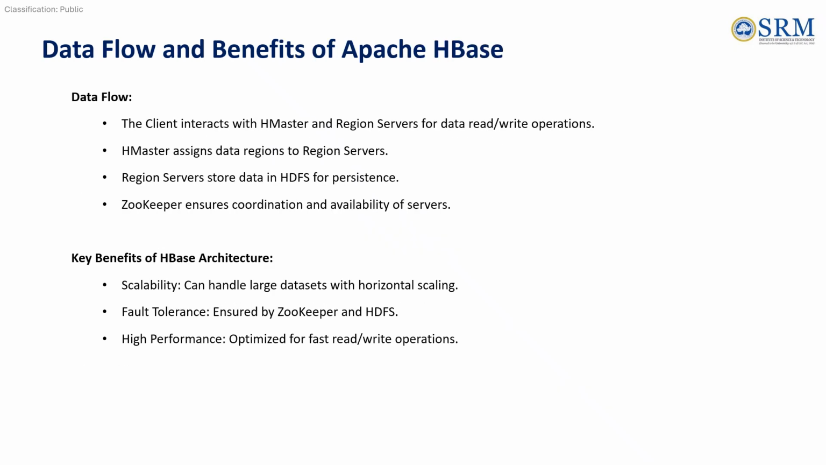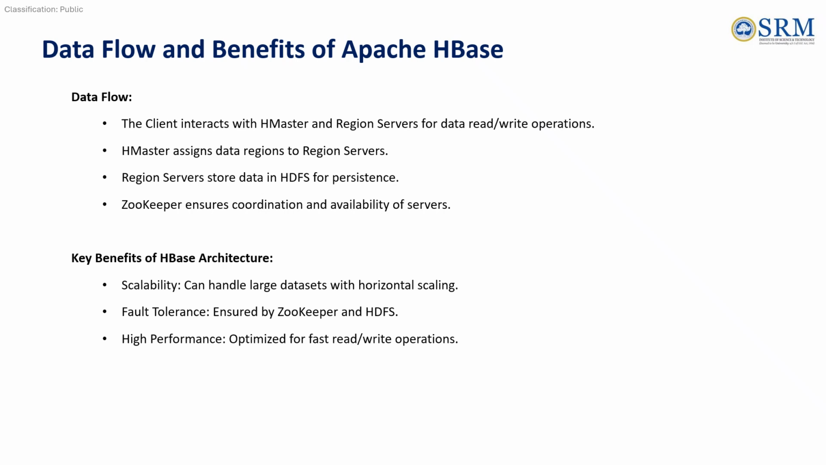Understand how data flows inside Apache HBase and the advantages of this architecture. The process begins with the client. The client communicates with the HMaster and region servers to perform read and write operations. The HMaster manages the cluster and assigns different data regions to the appropriate region servers for balanced workload distribution. The region servers then handle the actual storage and retrieval of data. The data is finally stored in HDFS, which provides reliable distributed storage.